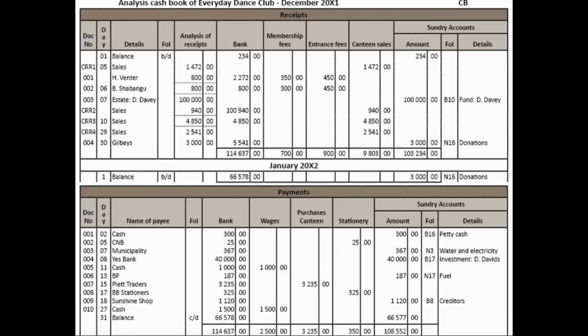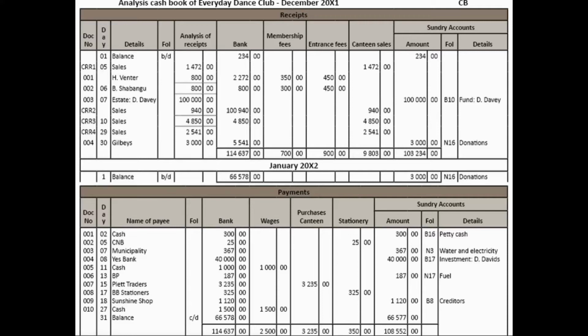On the 8th, to Yes Bank for an investment of the legacy from Davies, and then the conditions, they just say what should happen with the interest. Okay, so let's do the payment first for that legacy. So it's Yes Bank, 40,000 in the bank column, and then we are going to open an investment account for that money that we've invested. So it's investment D Davies, 40,000 in the sundry accounts column.